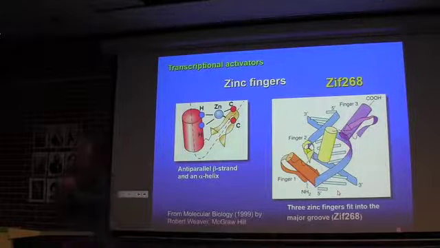With these multiple zinc binding domains in the same protein, some of them have as many as 13 of these linked in a row. It's called a polydactyl zinc finger, many-fingered.